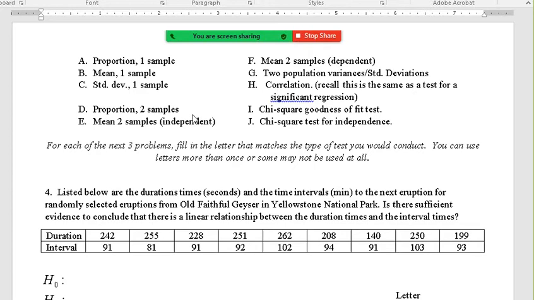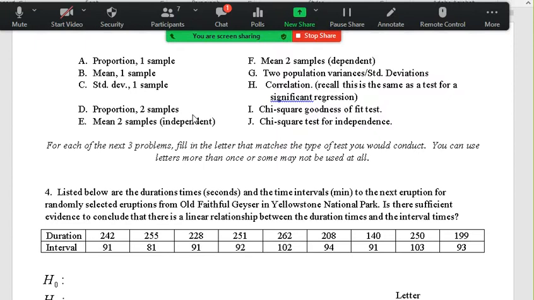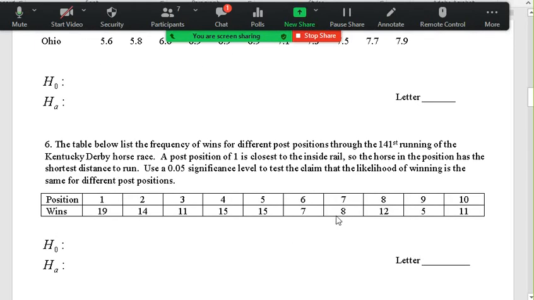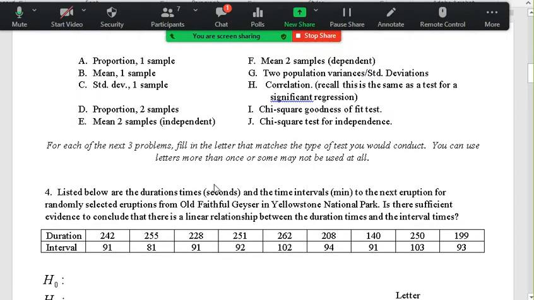It's not a proportion 1 sample. We're not saying that 50% of the horses that win are going to finish from the first slot. It's not a proportion 2 samples. We've got a lot of different positions here, right? We've got 10 positions. So it seems like we've eliminated pretty much everything except I and J.